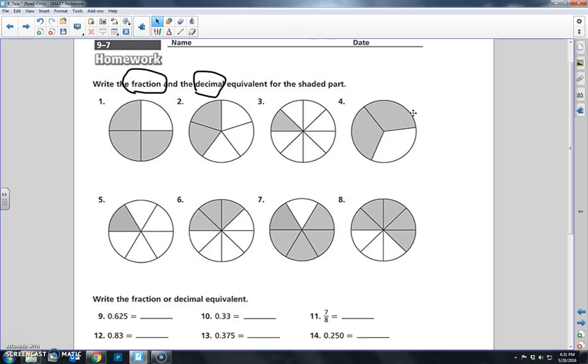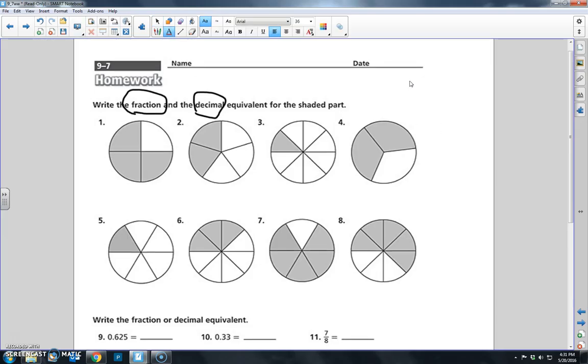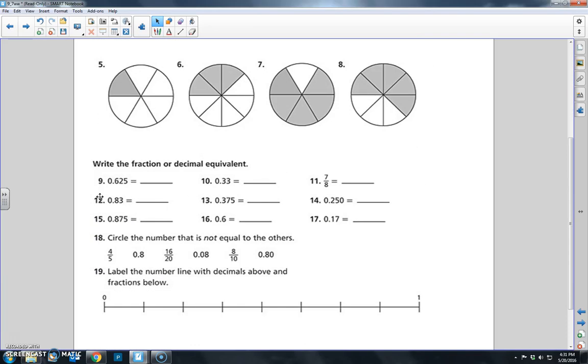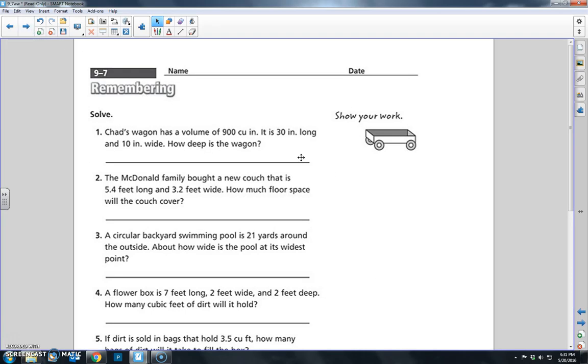Okay, so you have all of 9.7. Oops, we're going to do that guy. There you go. So this is all of 9.7, including down here. Now remember that page I showed you earlier. That's going to help you with this. Okay, and then I want you to do all of this page right here. Okay, and that's going to give you some extra practice. Okay, so boys and girls, that is 9.7.